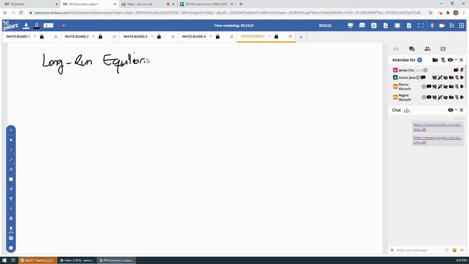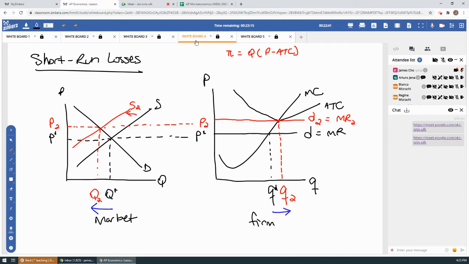In long run equilibrium, we've reached that perfect balance. There's no more profits, but there's no more losses, so there's no reason for companies to come in or leave. Could you go back to the other one? There's no profit in the long run in perfect competition. It's only in the short run.